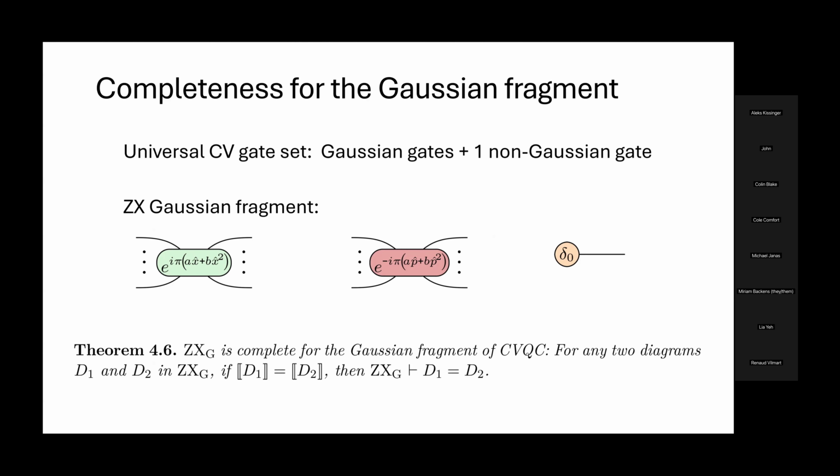And we show that this fragment is complete, which means if you have two diagrams in the Gaussian fragment, constructed using these generators, and they have the same semantics, so they correspond to the same linear map, then we can prove that they are equal using the rules of the calculus.